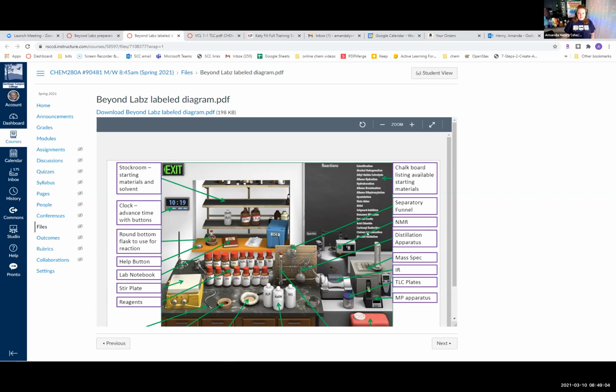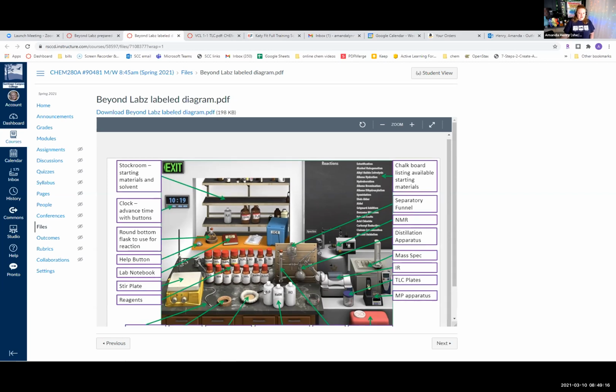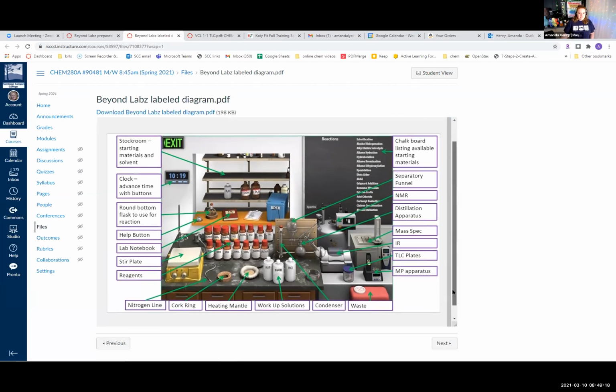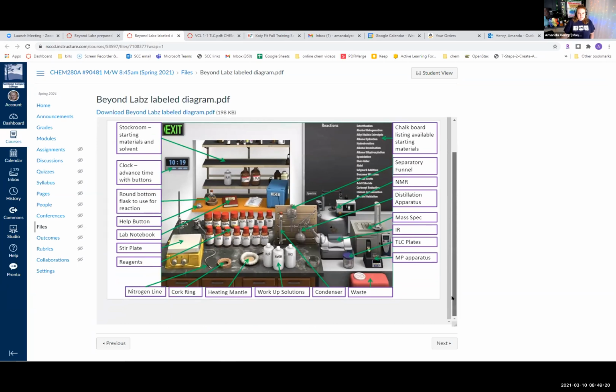If you used Beyond Labs for general chemistry, this is going to look a little bit different because we're now in the organic portion of the software. So this is literally just a labeled diagram so that everything has a name. So you can come back and refer to this as you're doing experiments in the future.